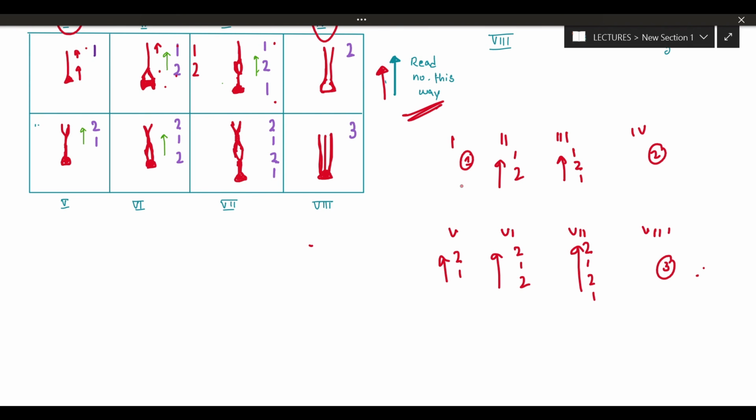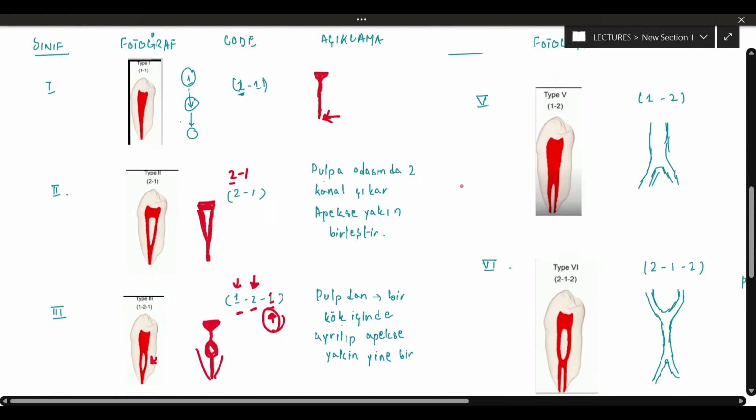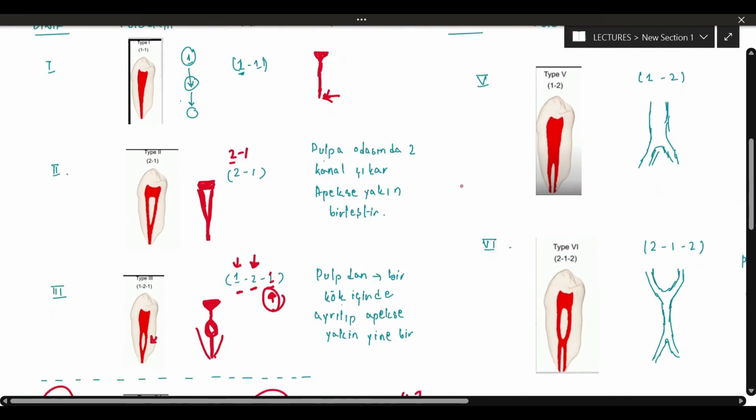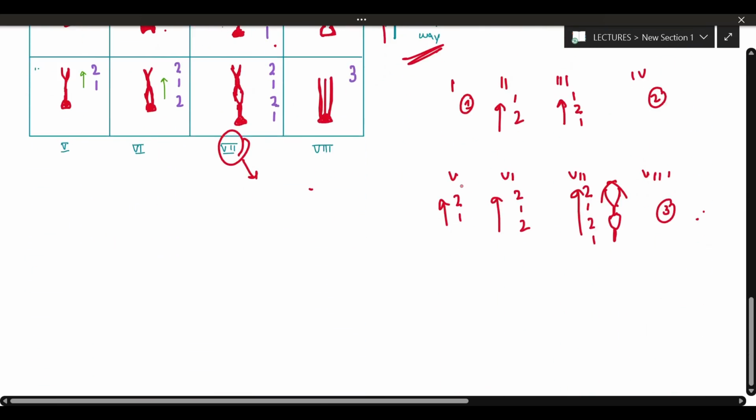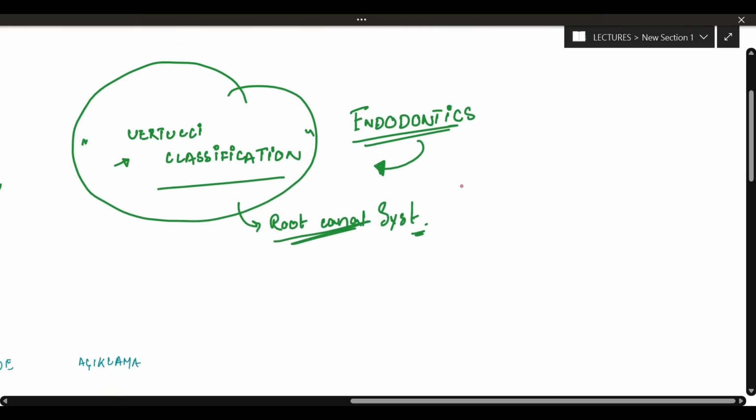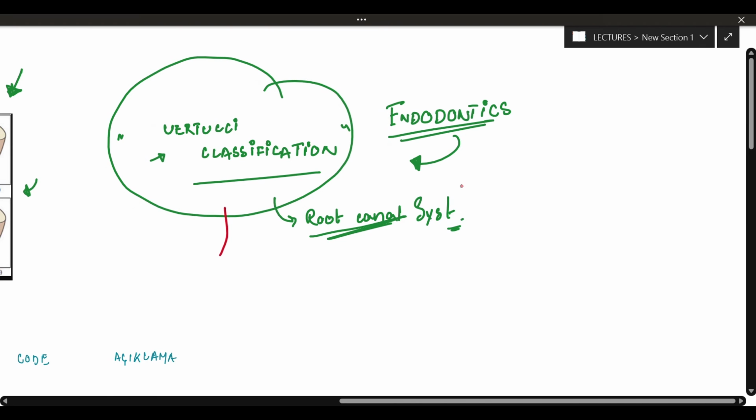So if I want to see class 7, I will say that one canal leaves the pulpal chamber, divides into 2 on going towards the apical foramen, then combines again into 1 and then divides into 2, leaving the apical foramen. So this was our topic today, Vertucci classification. I hope you guys all understood. I don't think it's a hard topic, but again, sometimes it's important.